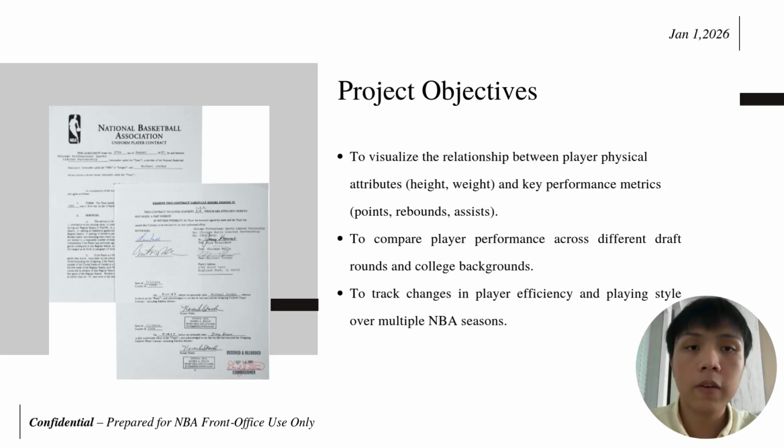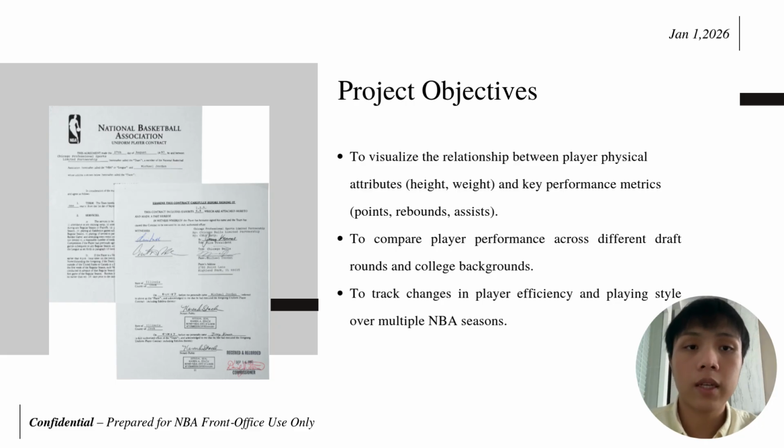The main objective of this project is to focus on understanding NBA player performance from multiple perspectives and making that information actionable for front office decision making. First, we aim to visualize the relationship between player physical attributes such as height and weight and key performance metrics, including points, rebounds, and assists. By doing this, we can evaluate whether taller or heavier players automatically perform better, or if skill, role, and agility play a bigger part in a player's success on the court.